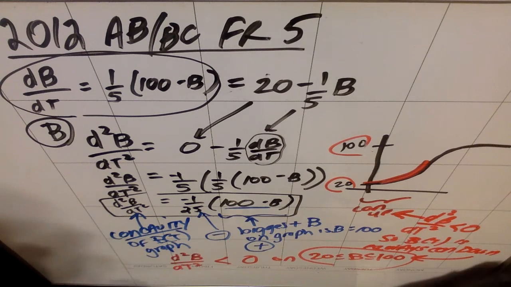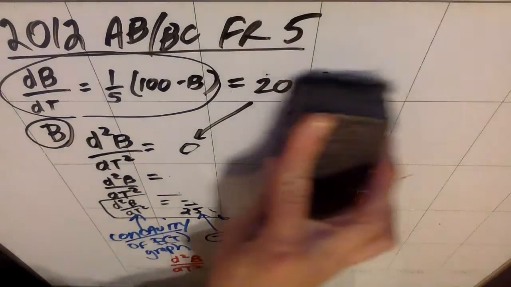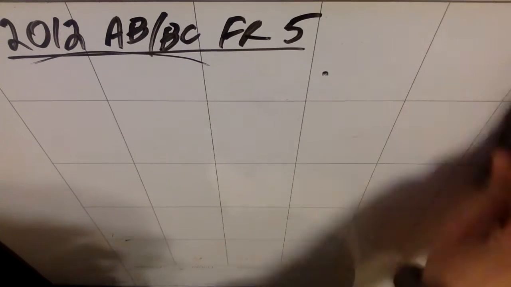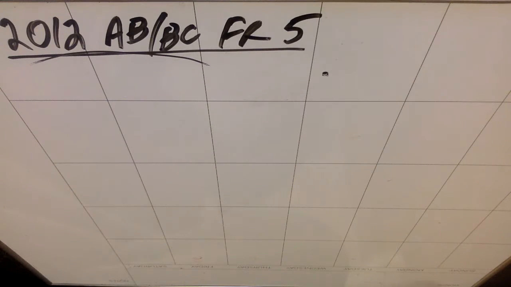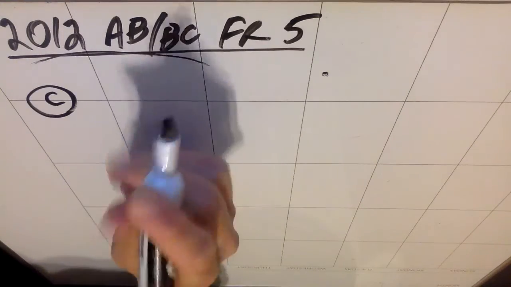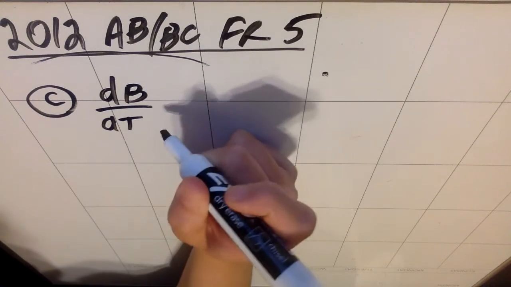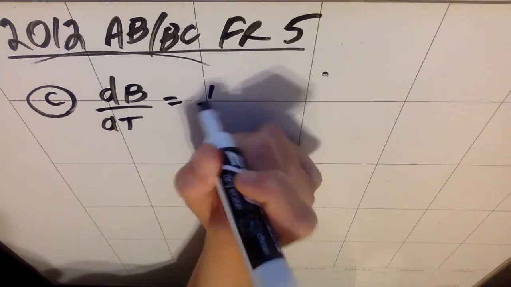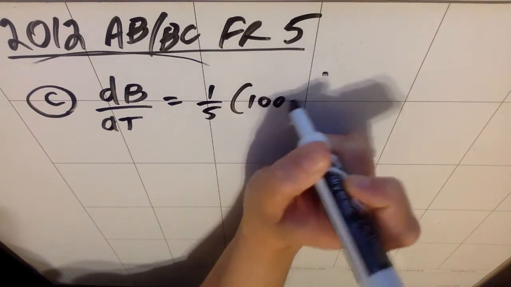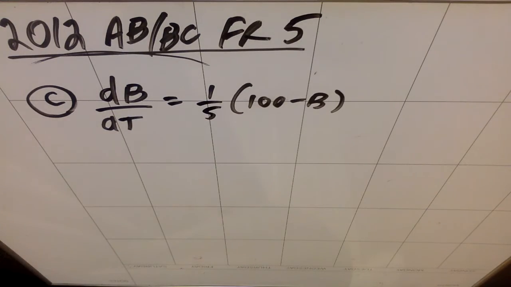Now, the third part is the part that's probably worth all of the big points, and the reason for that is that anytime we're given a separable differential equation, which is what this is, we're going to be asked to solve, and that's going to be the bulk of the points. So part C says, use separation of variables to solve for b of t. So, I have db dt equals 1/5 times 100 minus b. So separation of variables means that this db stays on the side it's on, right?